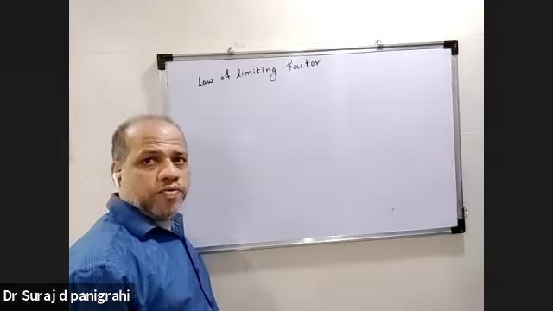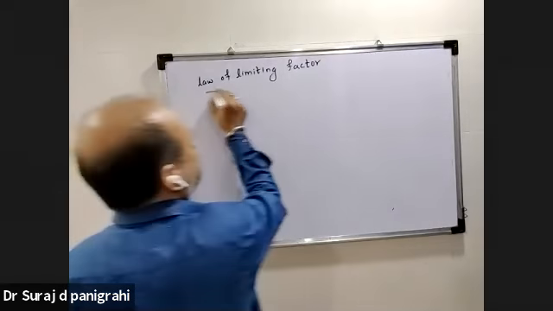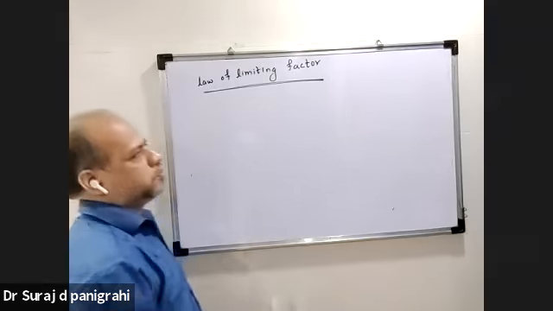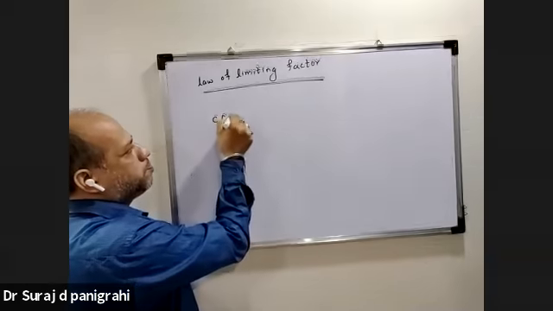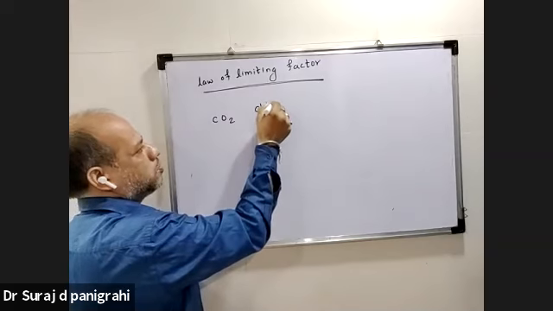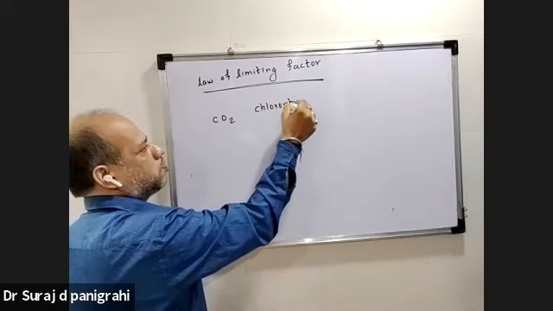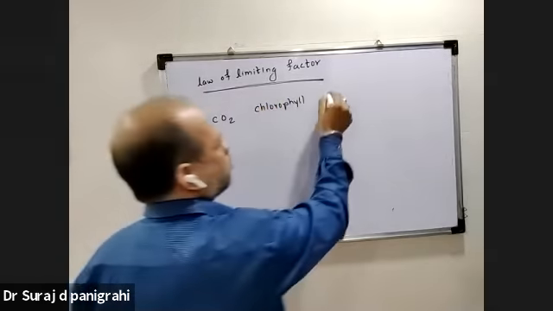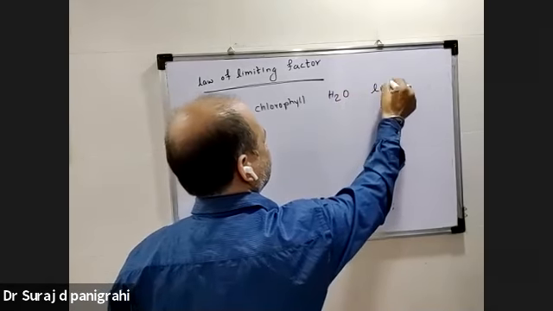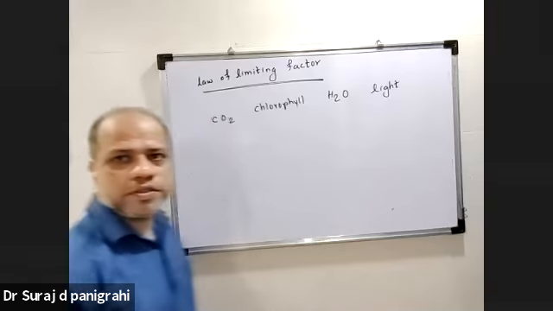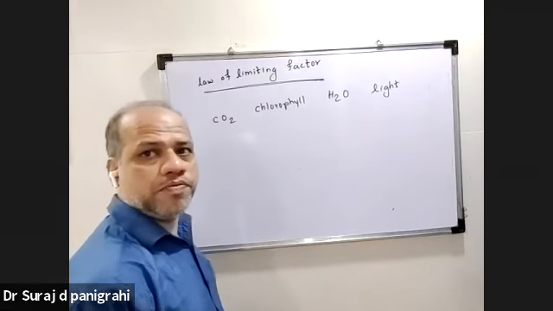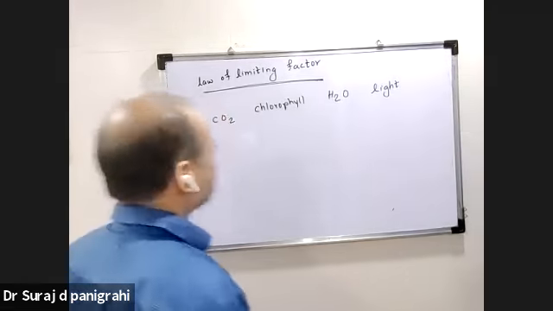What is this law of limiting factor? For photosynthesis, you need carbon dioxide, you need chlorophyll, you need water, and you need sunlight. Four things. Now, the one which is minimum will control the rate of photosynthesis.